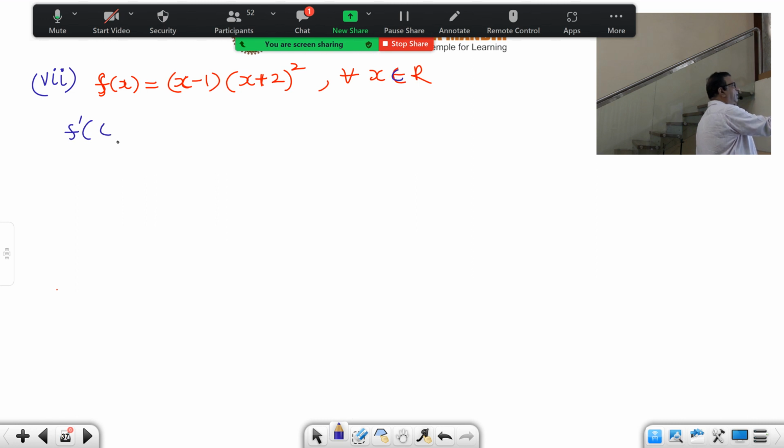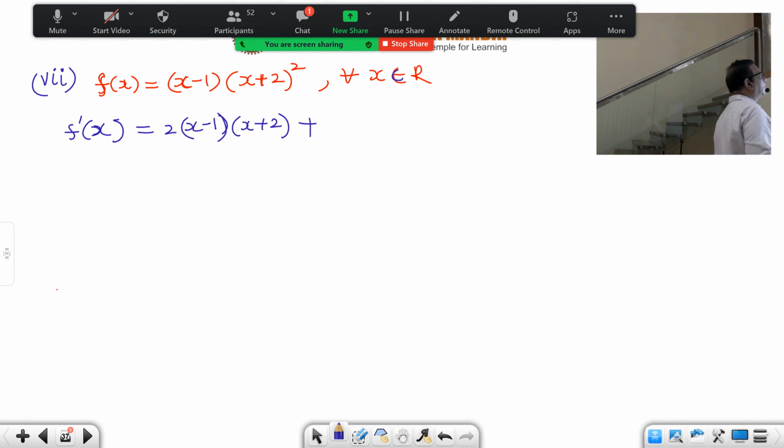Sai Vardhan, are you there in the class? Sai Vardhan, please respond. Yes, sir. What is the derivative? Tell me. UV formula. x minus 1 into what? x plus 2 into 2 into x plus 2. Very good. Wait. Plus derivative of x minus 1. Derivative of x minus 1 is 1, sir. 1 into x plus 2 whole square.